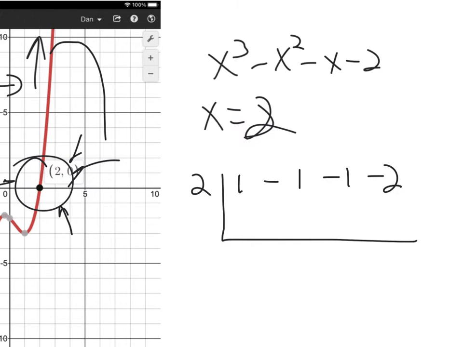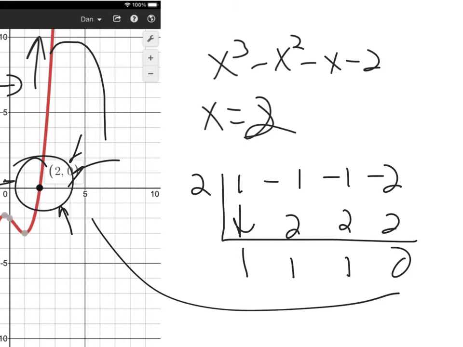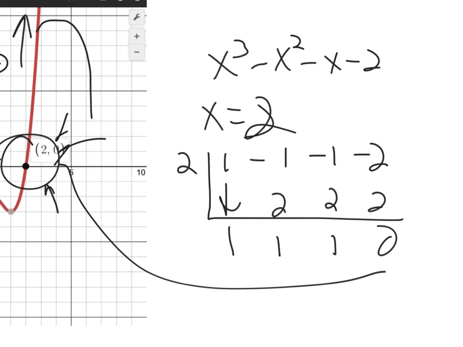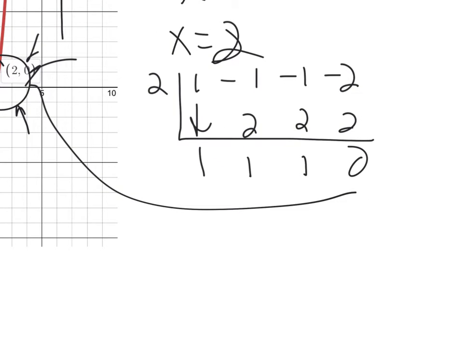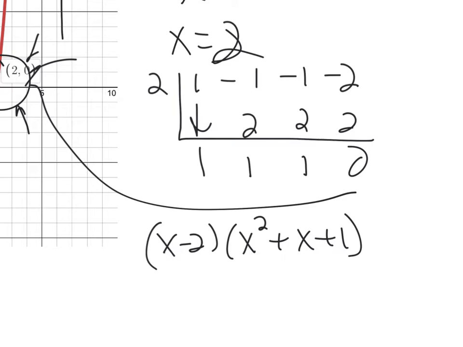I'm not missing any powers of x, so that's good. So bring down the 1 and multiply and add, and multiply and add, and we get 0 remainder, which we knew it was going to be because it was a zero for the function. So then what do we do? That tells me I have x minus 2 times x squared plus x plus 1. We knew it's that because it was an x cubed and now it's x squared. We divided out that single x.